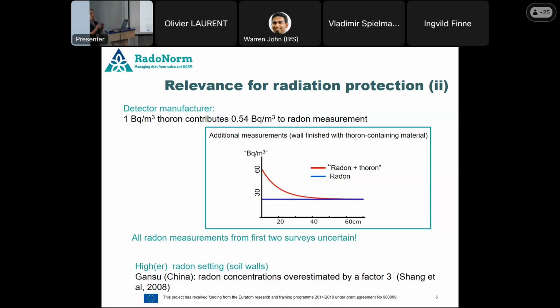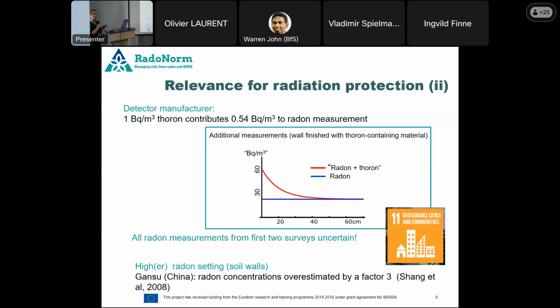And this is not exclusive for low radon areas, because in a study in China with higher radon levels, in dwellings where the walls were finished with soil, a similar effect occurred. Here, the radon concentrations originally reported were in the order of 300 becquerels per meter cubed, and after correcting for a thoron contribution, they were reduced by about a factor of 3 to 100. So there are two settings where this can be important: if you're looking at low radon, where even a small contribution of thoron can thoroughly distort your results, or if you're looking at a situation where your finishing materials contain large quantities of thoron.